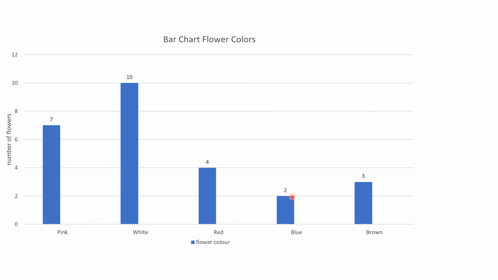Which flower color is most common? That is white. Which flower color is least common? It's blue, with 2 flowers. And how many flowers are red? That is 4. So these are the questions you will study.